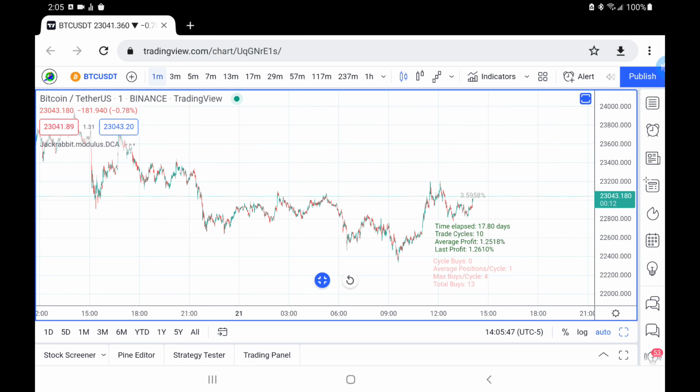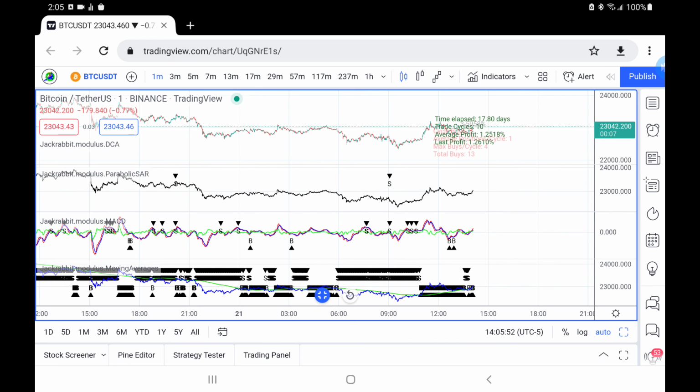So if you're not using MACD, or particularly if you're not using Jackrabbit's MACD, you're not really getting the best that MACD can offer. The moving average convergence divergence is one of the best indicators in the market. The Jackrabbit version is just that much more over the top.